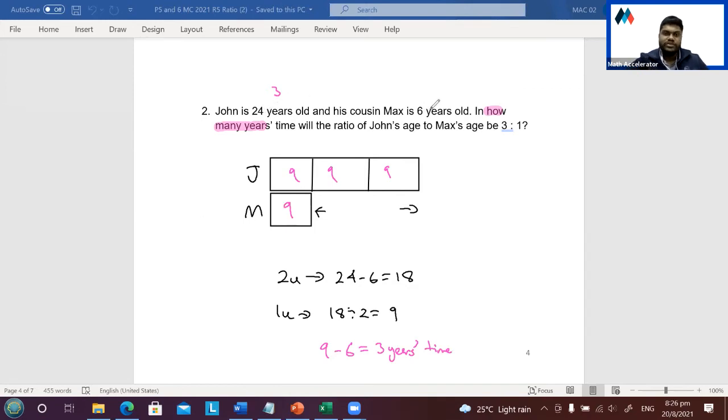So currently, John is 24 years old and Max is 6 years old, right? So in 3 years' time, Max will become 9, John will become 27. And that is when the ratio will become 3:1. Okay? I hope you understand that.